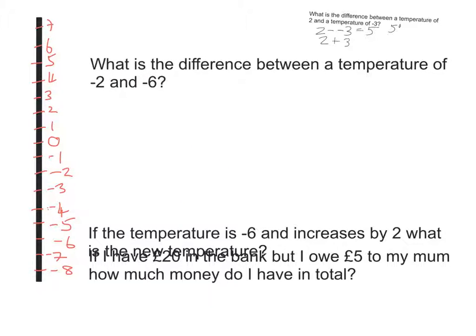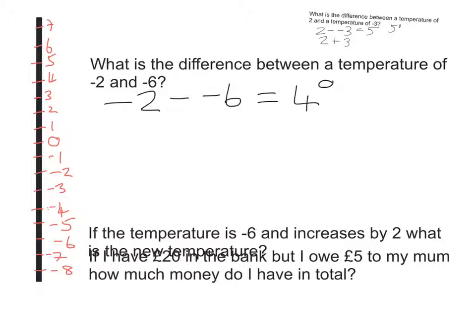What is the difference between a temperature of -2 and -6? Well, if I'm at -2 and I want to go to -6, I go 1, 2, 3, 4 jumps down the way. Now remember, difference means subtract, so that tells me that -2 take away -6 is equal to 4 degrees. It's a difference of 4 degrees.